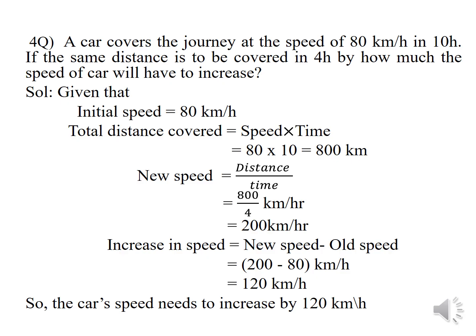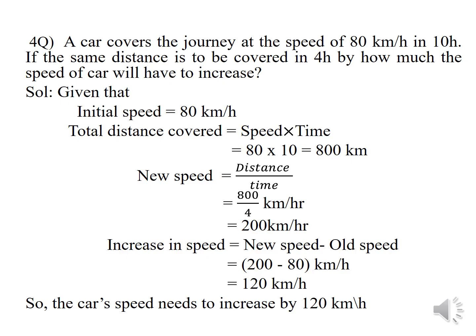So first write down, given initial speed is equal to 80 kilometers per hour. As we know the distance formula, we have to find total distance covered, the formula is speed into time. So in the question itself we have speed and time, no? Just substitute here 80 into 10, which is equal to 800 kilometers. This is nothing but total distance covered.